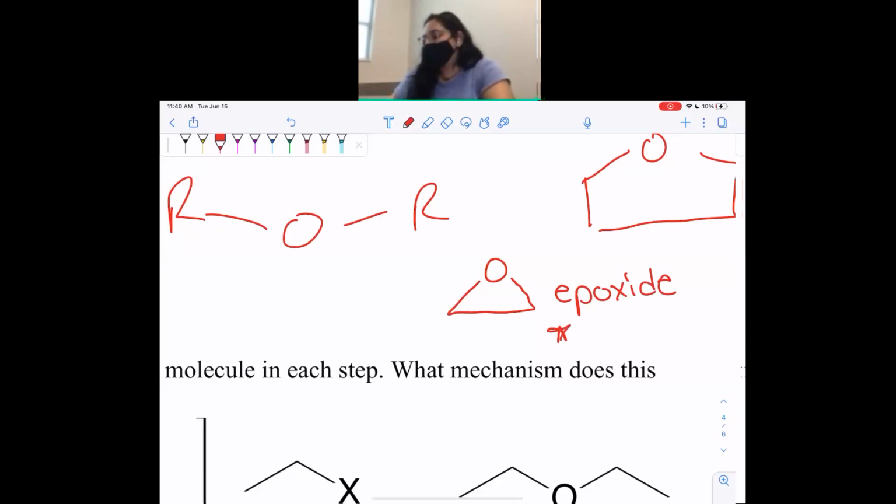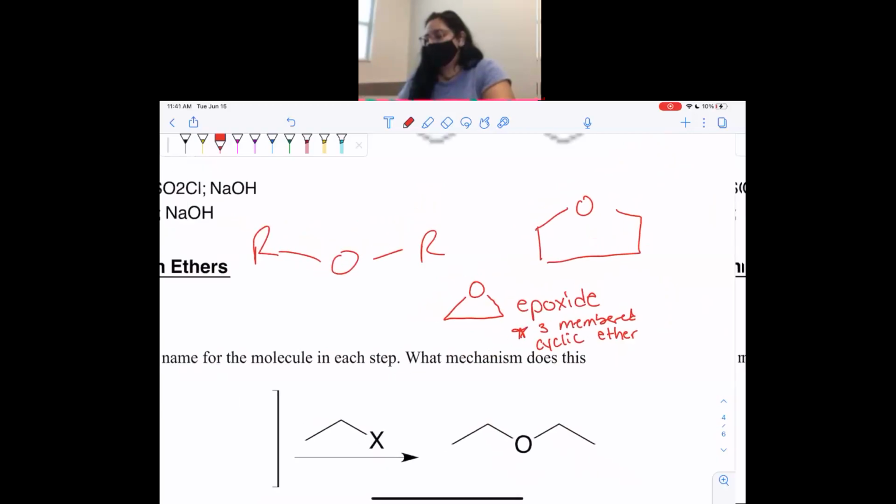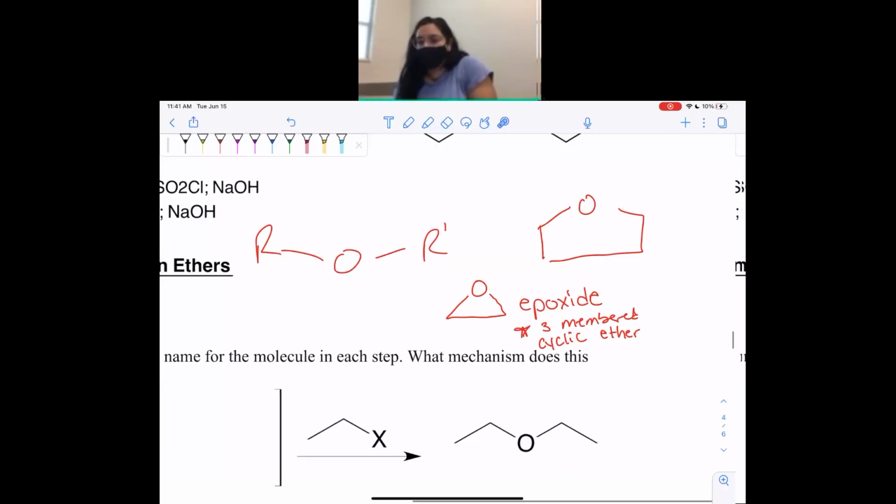So all it is a three-membered cyclic ether. And I'm just going to put R prime just to let you know that they could be the same R group or they could be completely different. So that's essentially just what an ether is and what an epoxide is. It's not like anything too crazy, but now we're going to learn how to actually form an ether.